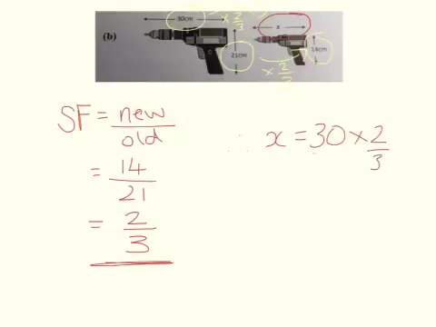If we make this into a fraction problem, that's the same as 30 over 1. Let's see if anything can cancel diagonally. 3 and 30, both can be divided by 3.